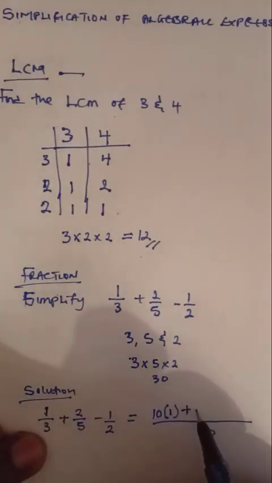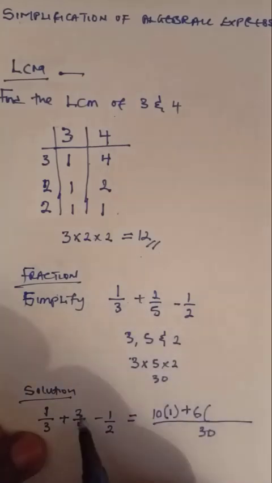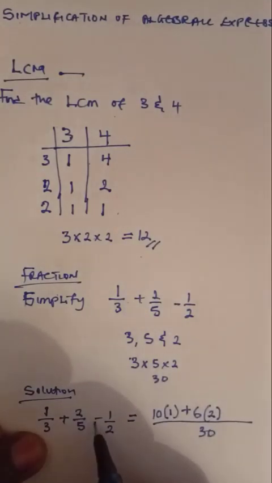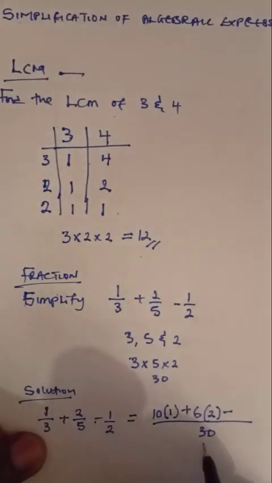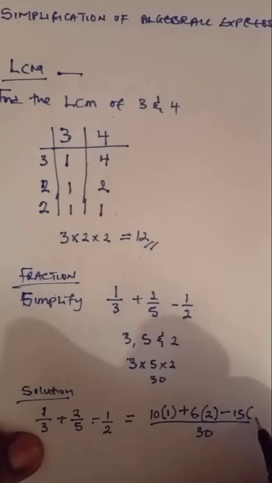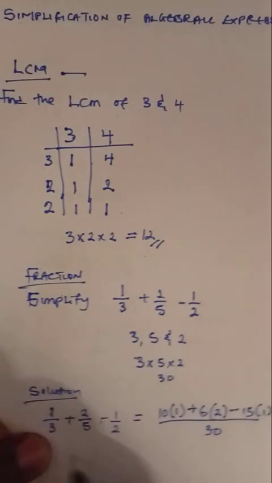30 divided by 5 is 6. And you have 2 here, you bring it there. So you have negative sign here, you bring it here. And 30 divided by 2 is 15. So you write it like this.